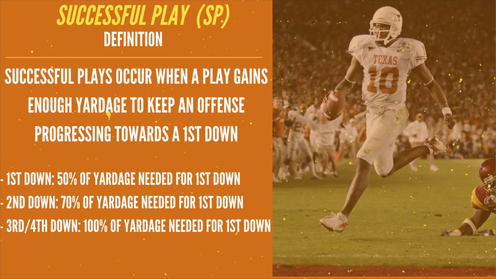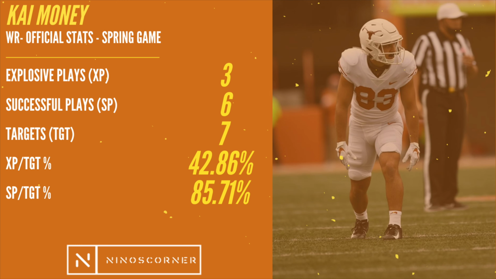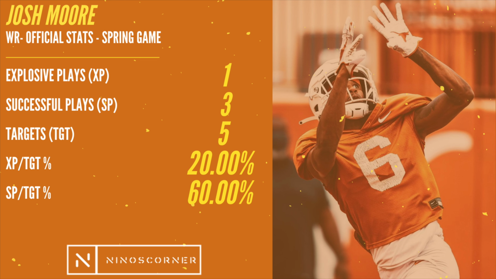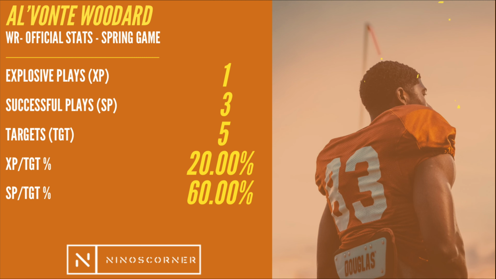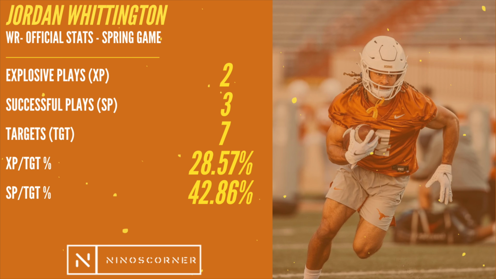So successful plays, 6 out of Kai Money's 7 targets were successful, 85.71% successful play per target. Now, once we go up here, we got 2 people here tied at 60% successful plays per target. That's Josh Moore and that's Avante Woodard at 3 out of 5 targets were successful in nature. Jordan Whittington at 3 out of 7, 42.86%.